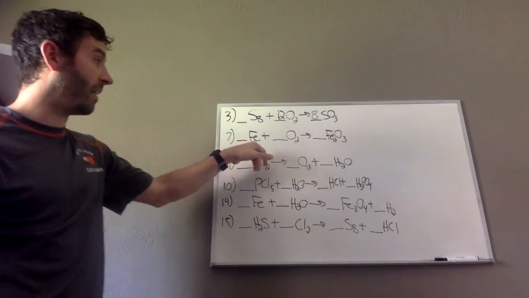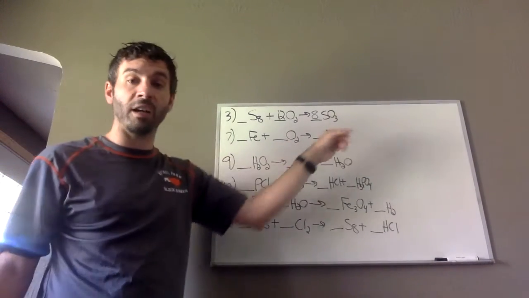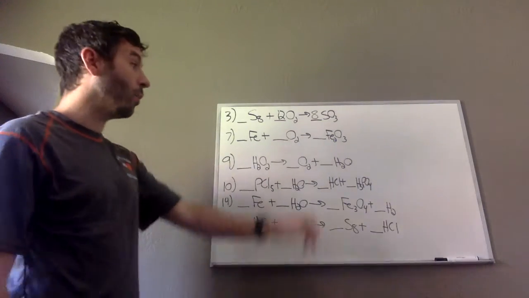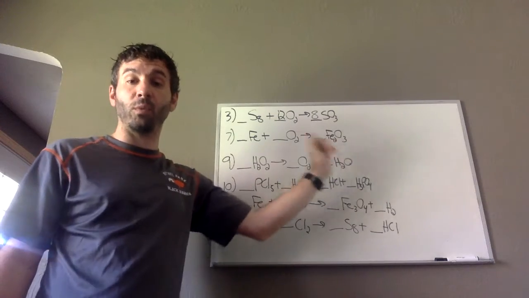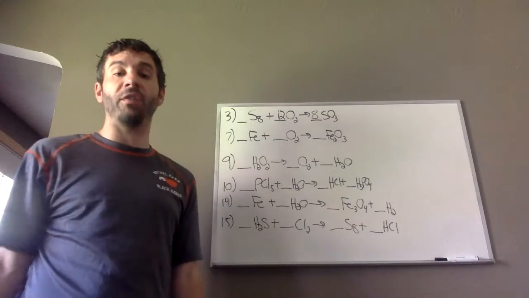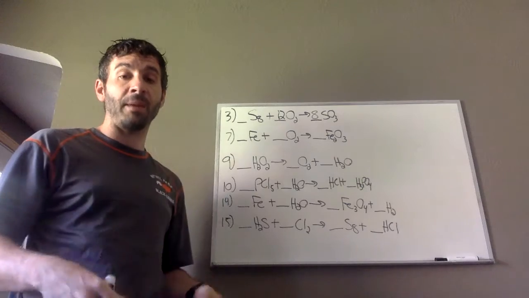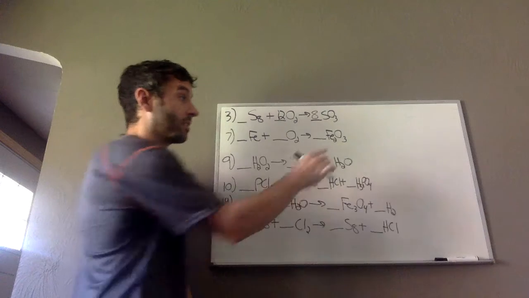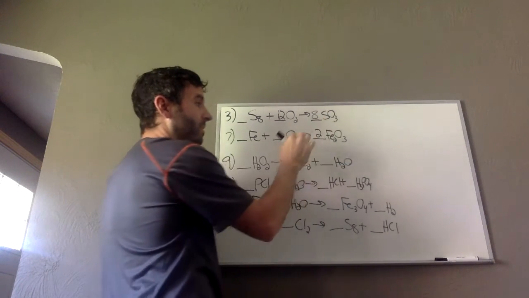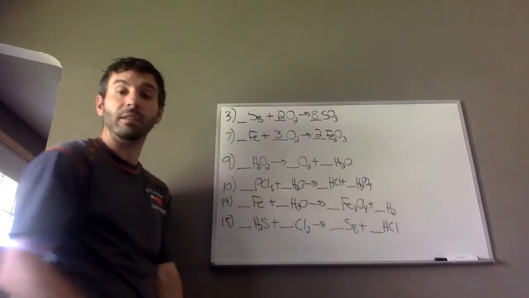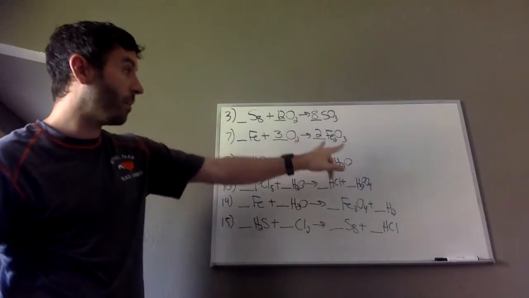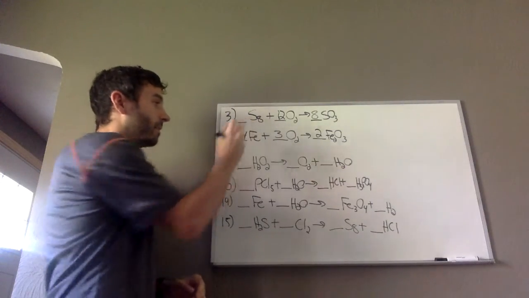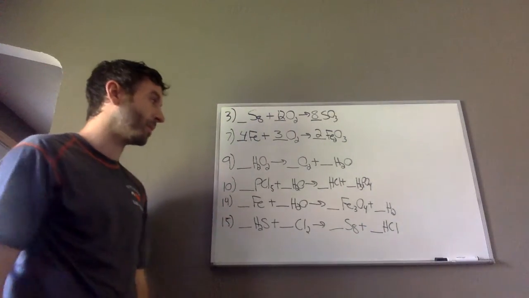Okay, next one. I have 1 iron, 2 irons, 2 oxygens, 3 oxygens. Now, I know I said I tend to keep oxygen to last, but this one, when I see a 2 and a 3, one number's even, one number's odd, that should make a light bulb go off in your head. In order to make those two the same, I need to find the lowest common denominator between 2 and 3, which is 6. So 3 times 2 is 6, and 2 times 3 is 6. At this point, I've balanced my oxygens, but I still have to do my irons. Here I have 4 irons, so I need 4 on this side. That one was difficult because you just had to find the lowest common denominator.